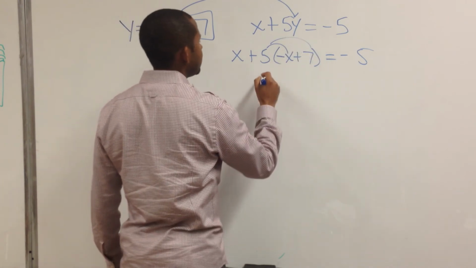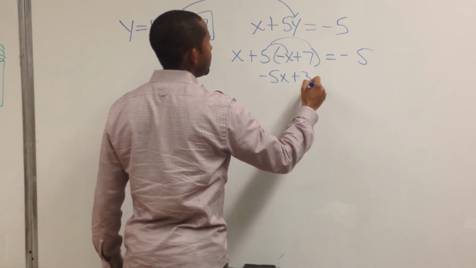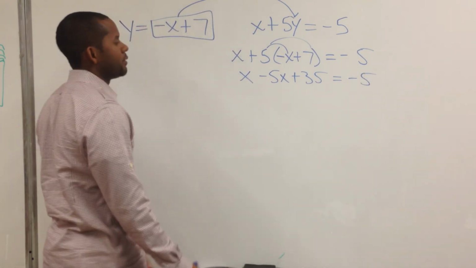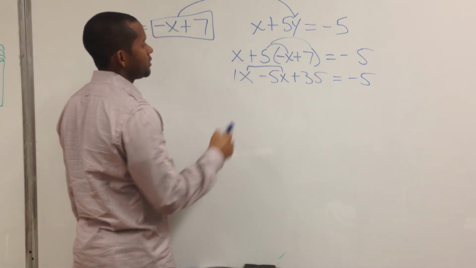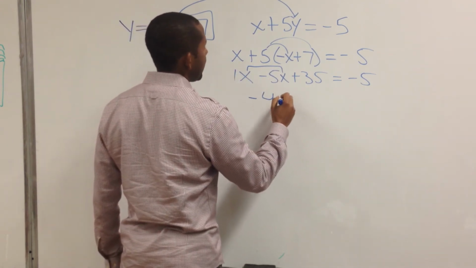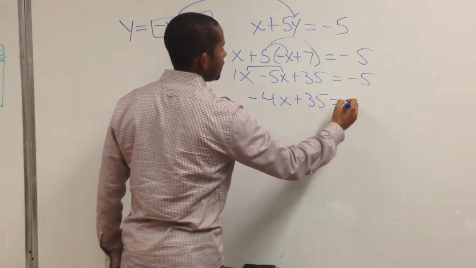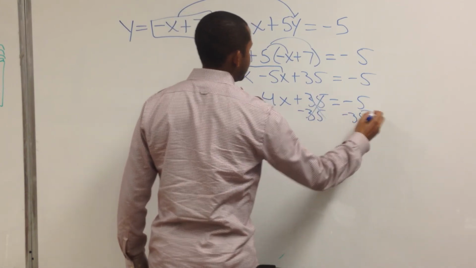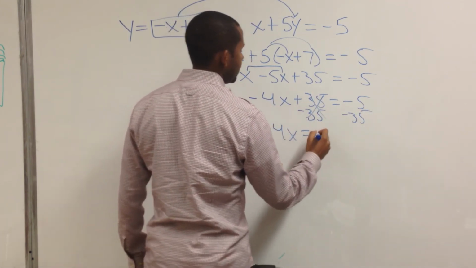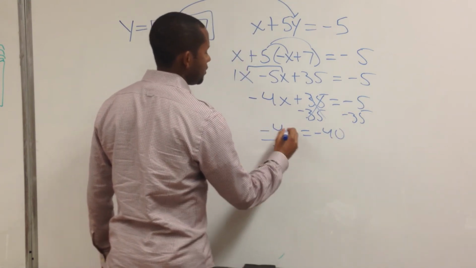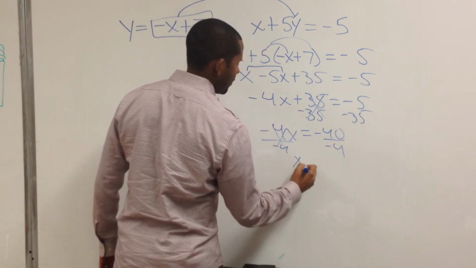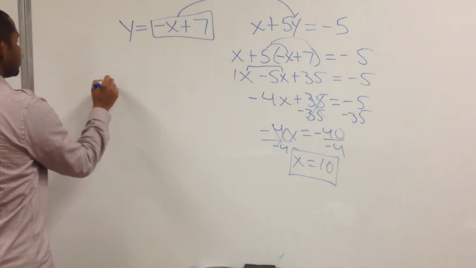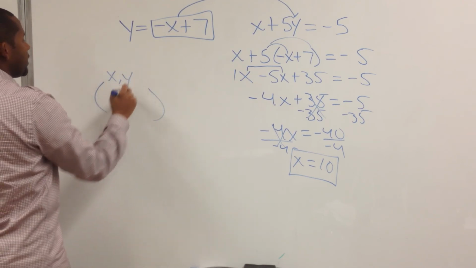So I'm going to go ahead and distribute. So this becomes negative 5x plus 35. I have an x here. I have equals negative 5 here. These are like terms. 1 minus 5 is negative 4x plus 35 equals negative 5. We have a negative 4x here and a negative 40 here. We have the x equals positive 10. So far, I know for x and y, x is 10.